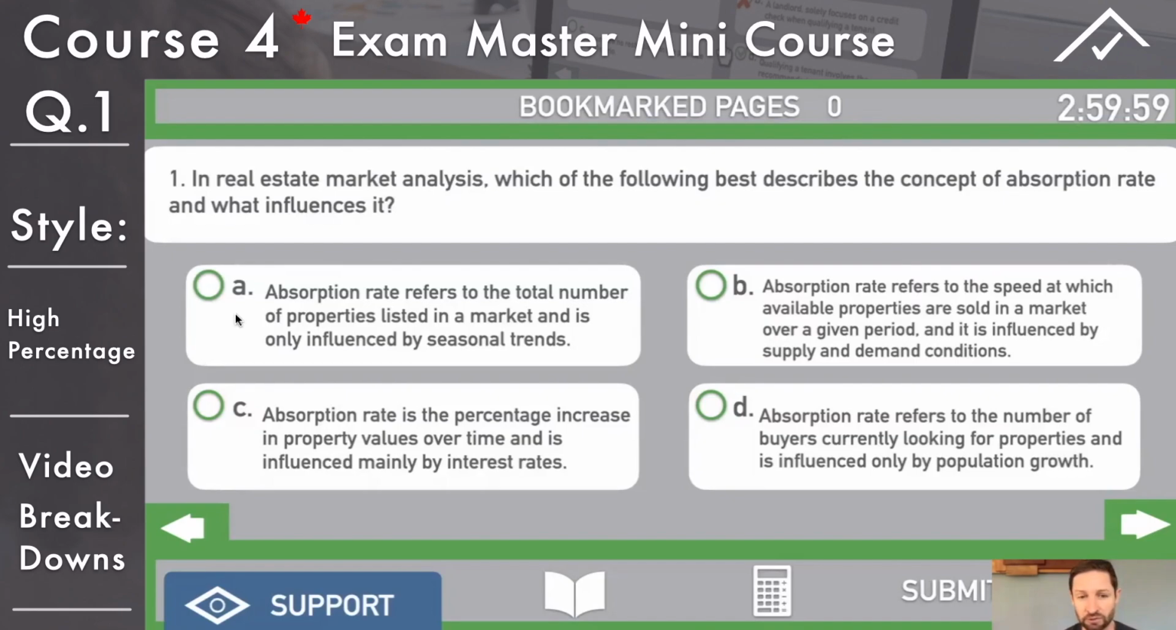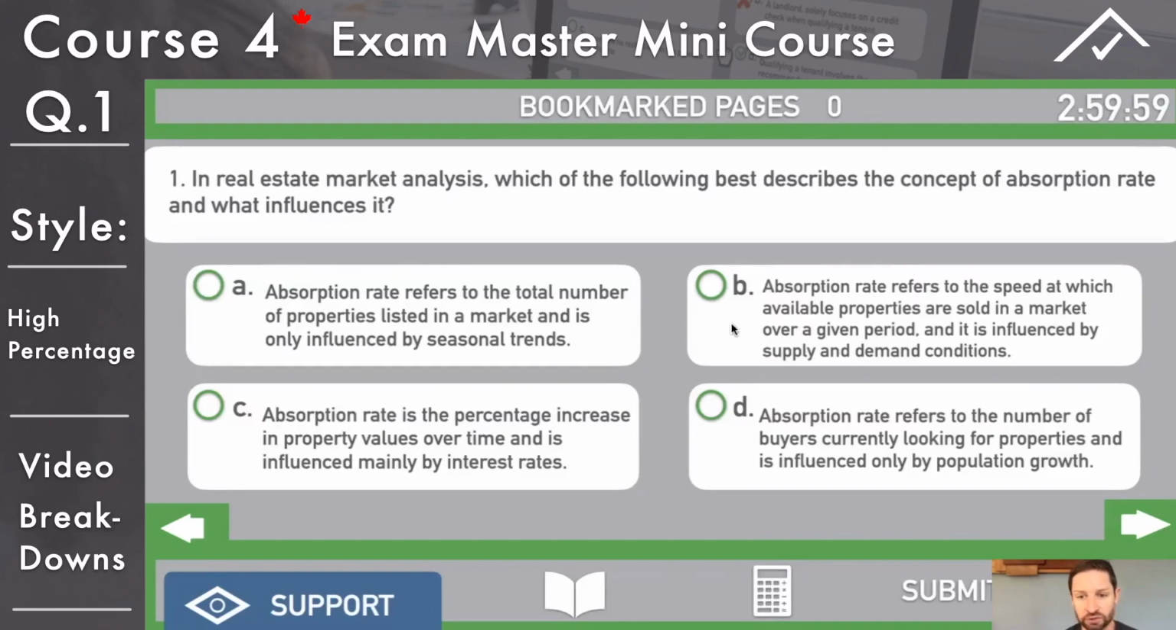A, absorption rate refers to the total number of properties listed in a market and is only influenced by seasonal trends. This actually describes inventory levels, right? Not the rate at which properties are being sold, which is more so what we're looking for. Again, bring up a note and I'll really make this absorption rate stick just in case you get a couple questions on it. Move on to B.